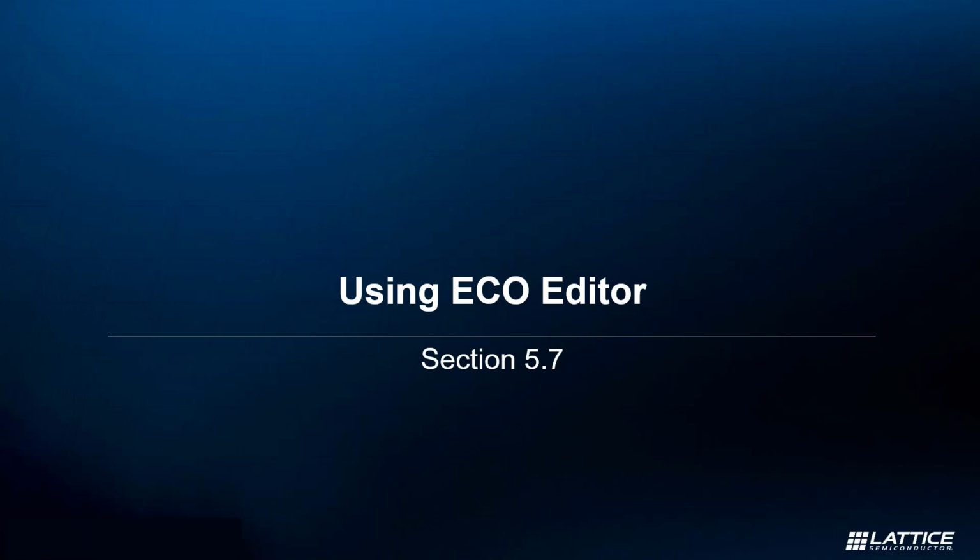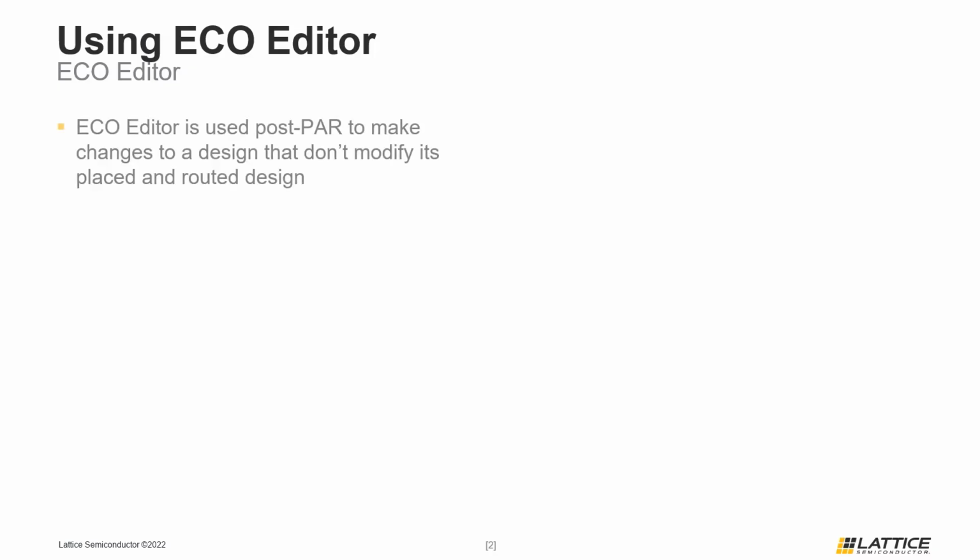In this section of the video series, we will be discussing Radiant's sysio Editor, and how it can be used to modify some design settings after place and route. Radiant's Engineering Change Order Editor, abbreviated as sysio Editor for short, is a tool that can be used once a design has completed place and route, to make some minor changes to a design's settings.